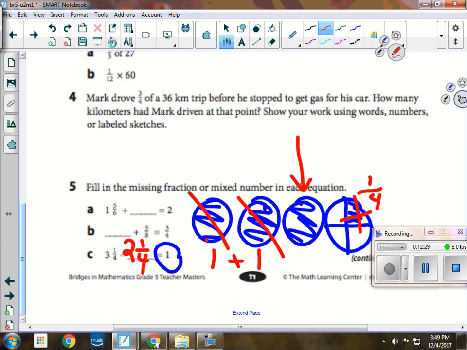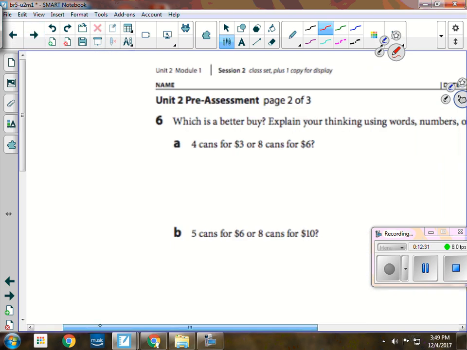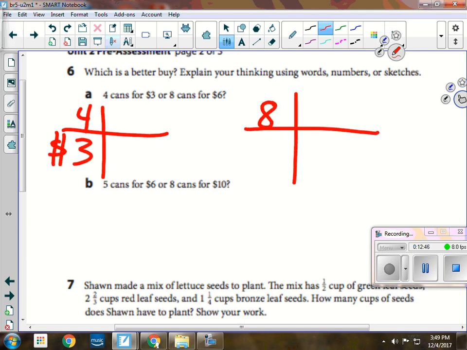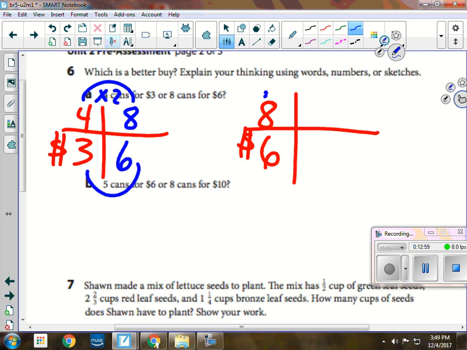Okay. And then our last question. For homework, what's the better buy? I'm going to show you the easiest way. Ratio tables are great. 4 cans for $3, or 8 cans for $6. So you could do 2 things. You can make this 8 cans, just like this is over here, which would double the cost, which is $6. Oh my, that's the same exact one. It's a tie. There is no best buy on this one.